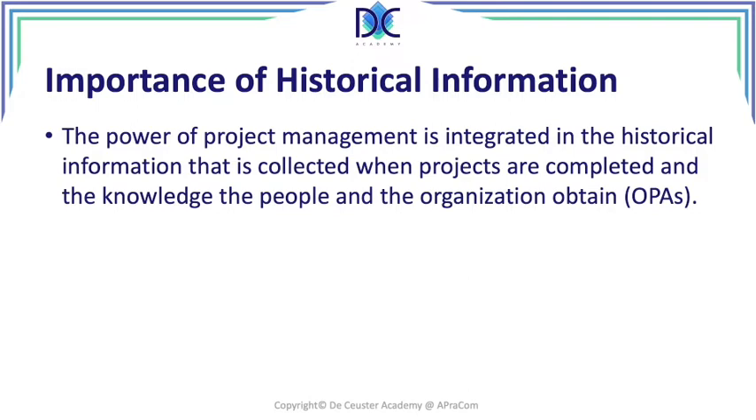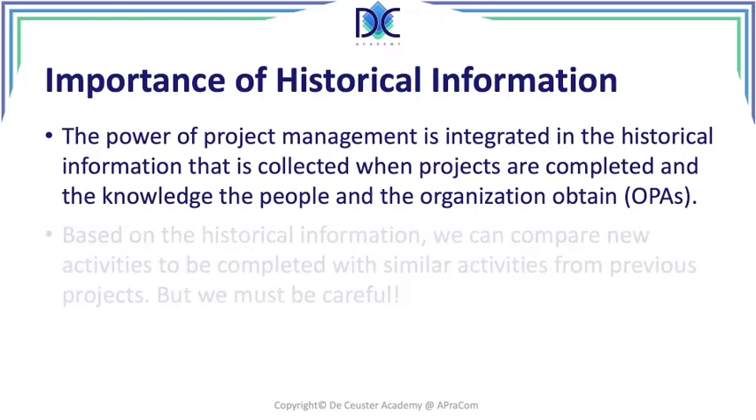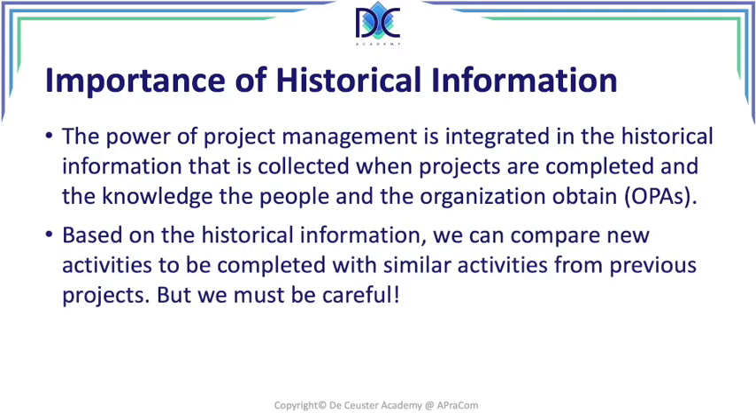And we've spoken before about the organizational process assets. These are in fact all the elements related to knowledge from previous projects, from other information that we have. And the historical information is part of these OPAs. Now we can compare activities that we are considering on a specific project with similar activities that have been completed in the past, but we have to be careful because some parameters may have been changed.